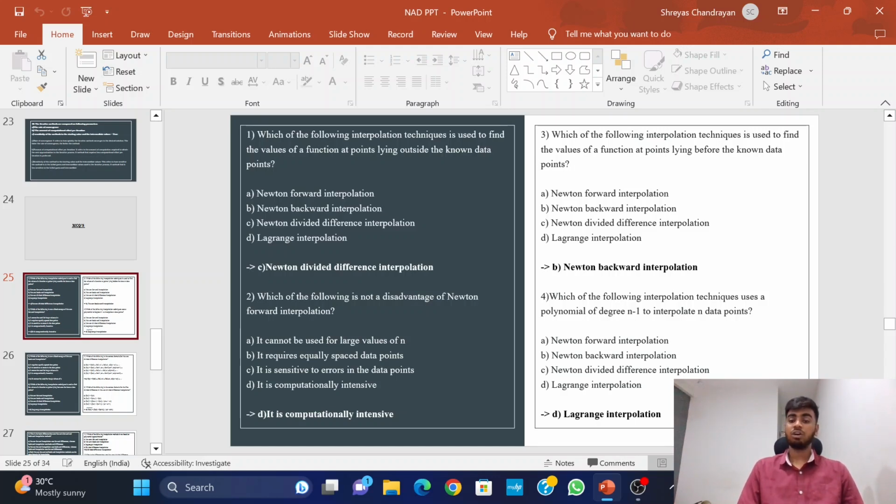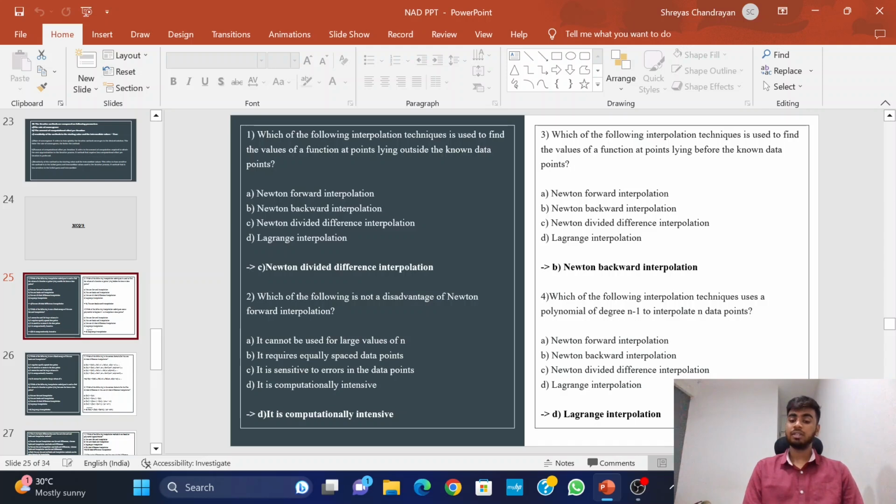The third question was, which of the following interpolation techniques is used to find the values of a function at points lying before the known data points? The given options are Newton forward interpolation, Newton backward interpolation, Newton divided difference interpolation, Lagrange's interpolation. So the correct answer is Newton backward interpolation.